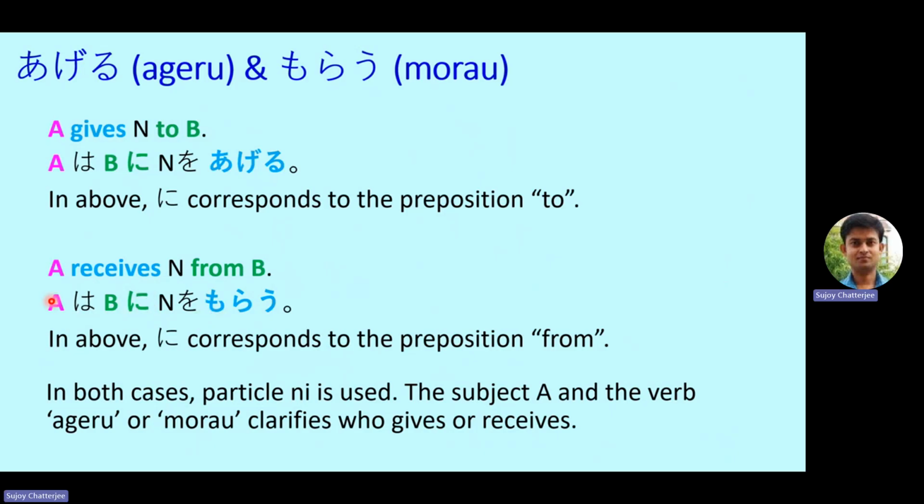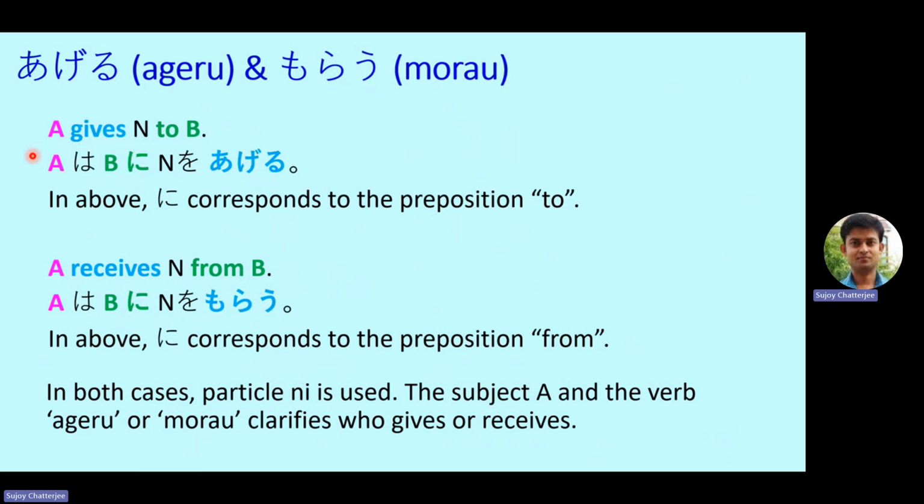And if you see B ni moraimashita, then that means the subject has received something from B. So this is the meaning. So you have to be very, very careful in using these two verbs, ageru and morau. And this is the reason why we are having a separate lesson, especially for these two verbs, because it is very easy to get confused, because we are now explaining in a very simple manner using very simple sentence structures.